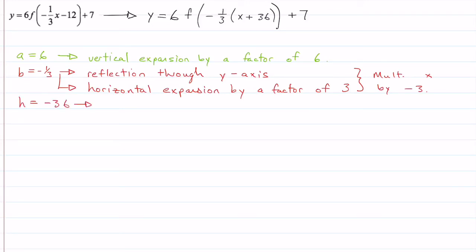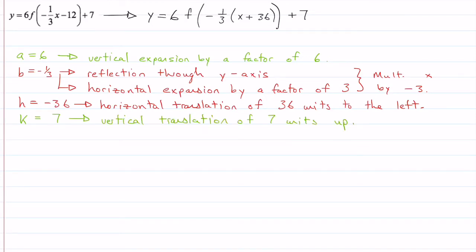h equals negative 36, so when it's x plus 36, that's actually going to the left, which means my h value is negative 36. So that's a horizontal translation of 36 units to the left. k equals 7, which is positive, and it's a vertical translation of 7 units up.